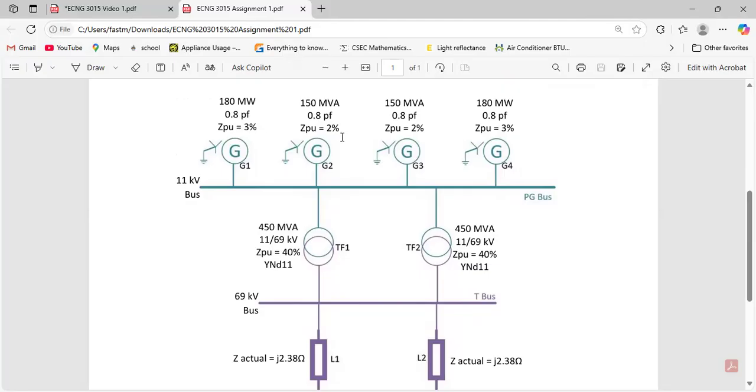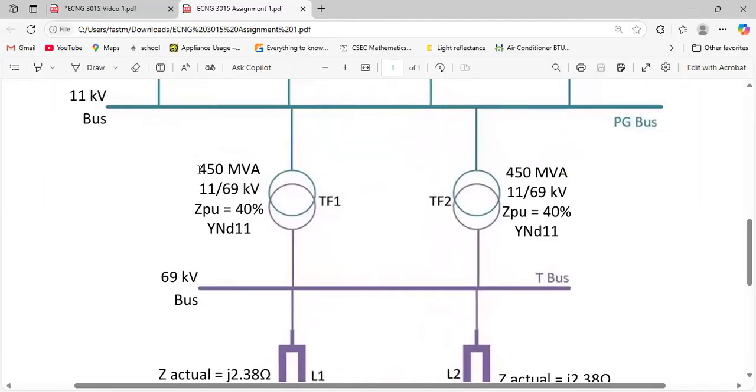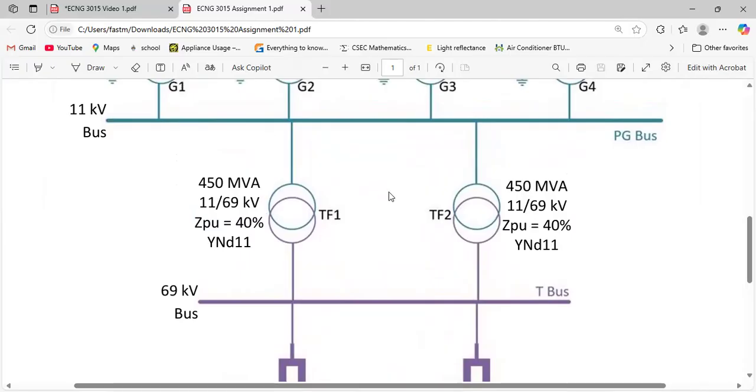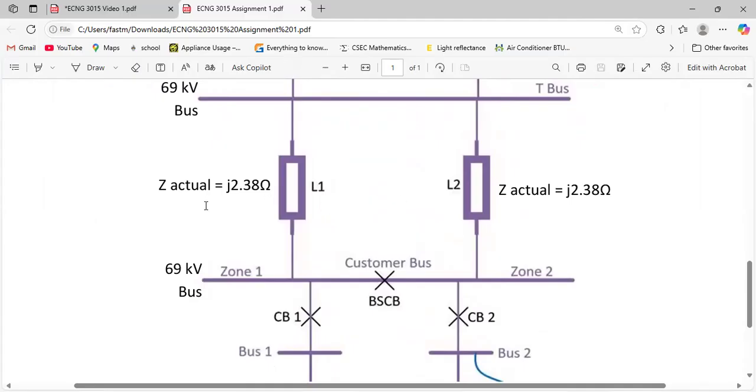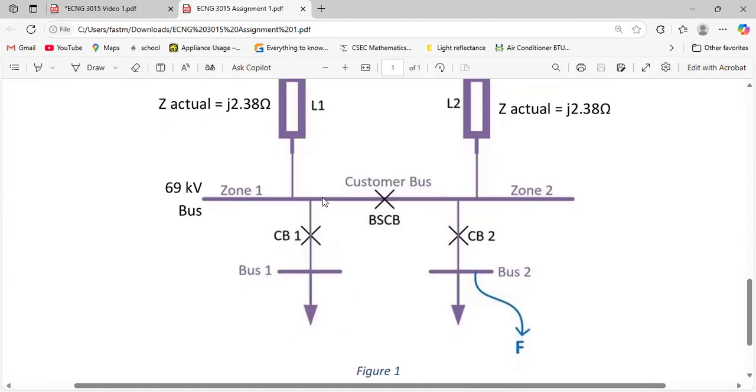So the first thing to look out for is generators in megawatts, and the other thing is raising everything to a standardized MVA base. The other thing is the transformer. You notice these two transformers are at 450, right? And at 450, the per unit is 40% or 0.4, right? So according to what MVA base we choose, these impedances here may change. For the Z actual, there is a different equation that we use, but this is also specific to the MVA base that you choose. Everything else kind of stays the same in this system.